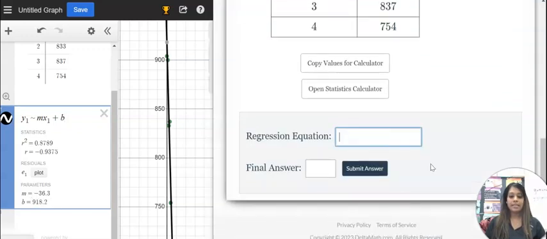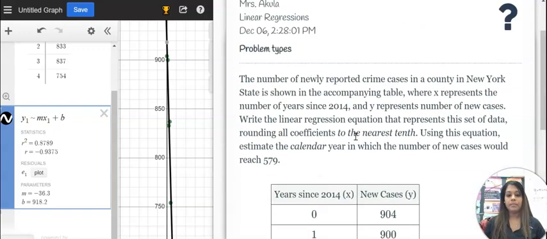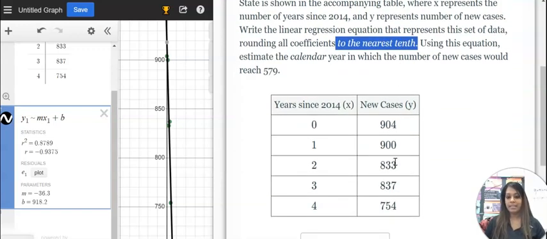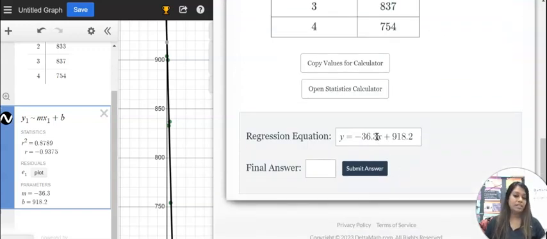Now, I need to type that equation here. So I'm going to go ahead and type it. So y equals my slope, which is negative 36.3x plus 918.2. And then just make sure it's asking you to round to the nearest tenth. Tenth is 1 decimal place. Well, it's already tenth. That's nice.